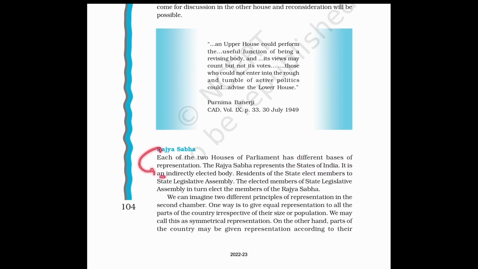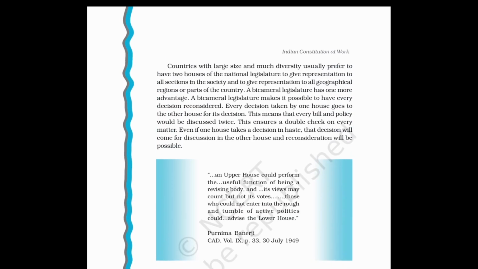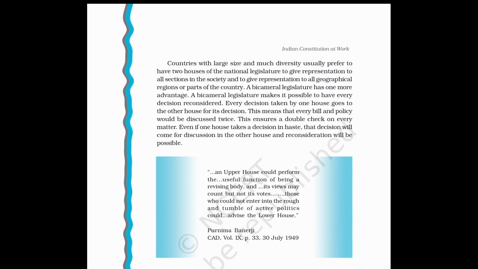So here it is an indirectly elected body. Now if you talk about something for the state, what is happening here? This indirectly elected body, where is it coming from? It is coming from the states. Now in Rajya Sabha, if in simple terms you have to understand, the election takes place.